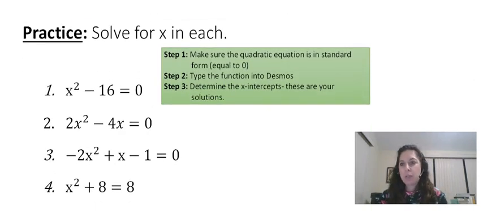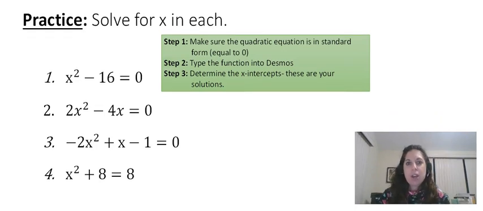So what are the steps for when we solve these ourselves? The nice thing about quadratics is we are able to use our Desmos calculator. The very first thing, though, you want to make sure before you put it into your Desmos calculator is that your equation is set equal to 0. If it's not set equal to 0, rearrange it so it does equal 0. You then can put it into your Desmos calculator, and from there you can determine those x-intercepts.